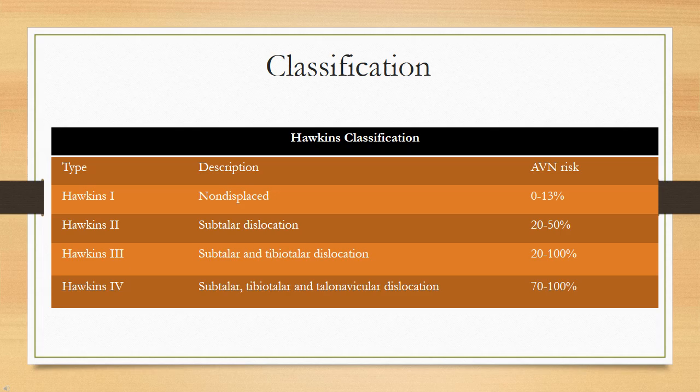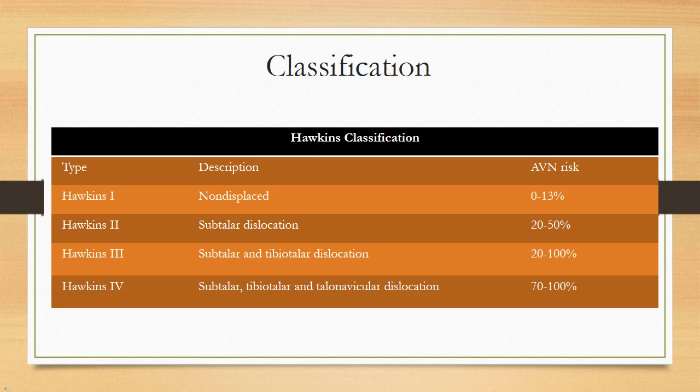It is divided into four types based on the degree of displacement and associated joint dislocations. Type 1 is a non-displaced fracture of the talar neck. The ankle, subtalar, and talonavicular joints remain aligned. Because the blood supply is largely preserved, the risk of avascular necrosis is low, usually less than 10%.